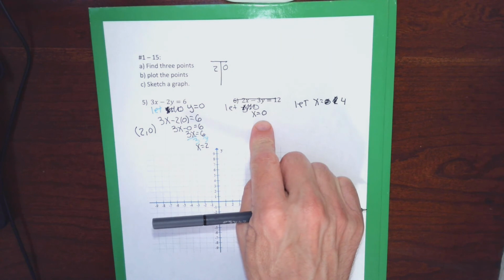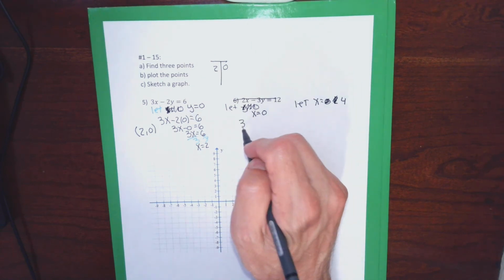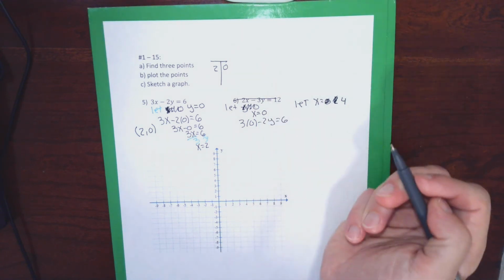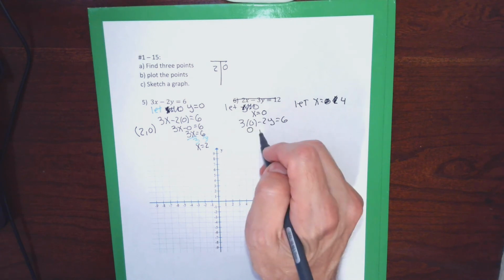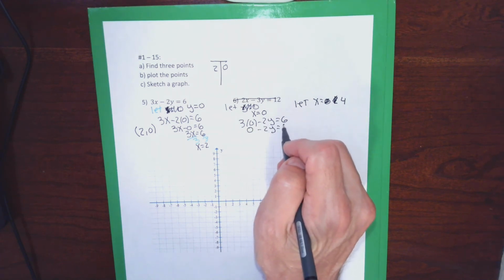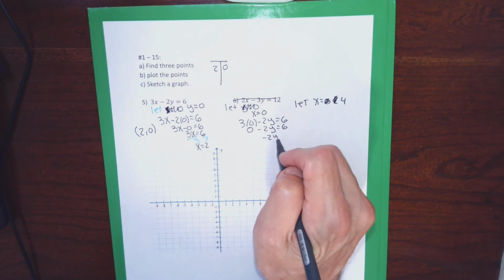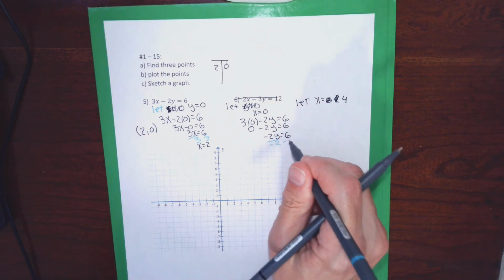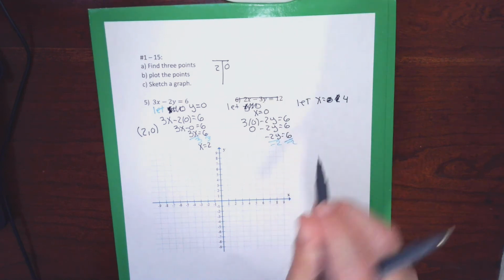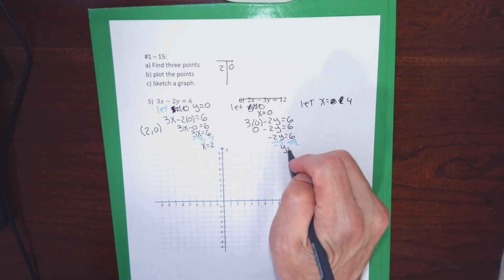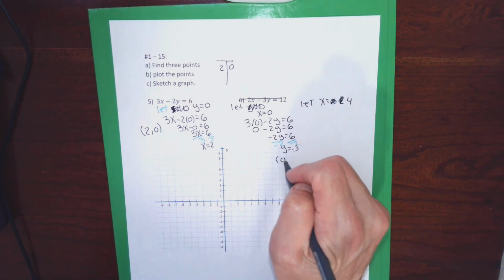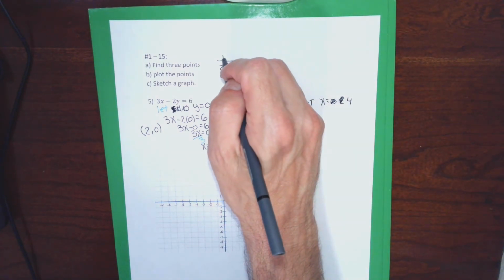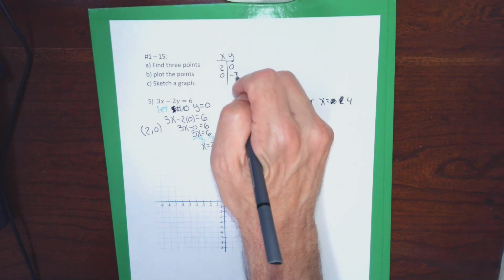Now let me physically plug in 0 for x. I'm going to go 3 times 0 minus 2y equals 6. This gives me 3 times 0 is 0, minus 2y equal to 6. That leaves me with minus 2y equal to 6. Divide by negative 2, divide by negative 2. That will give me y equal to negative 3. So that point is x equal to 0, y equal to negative 3. I can write it as a point, or I can write it in a table. X equals 0, y equals negative 3.